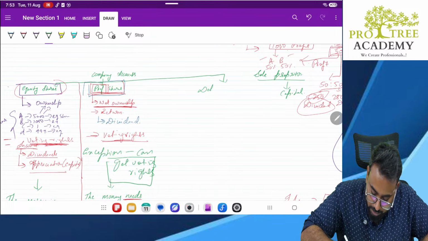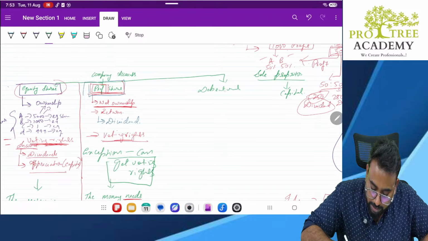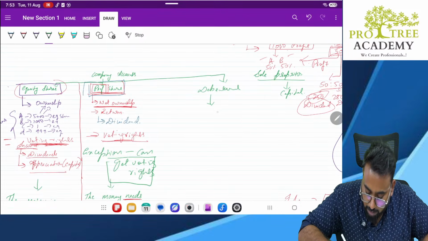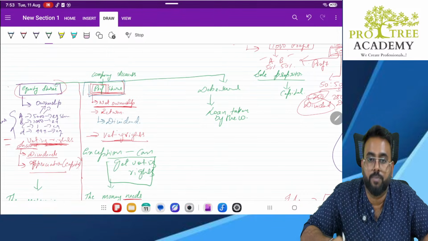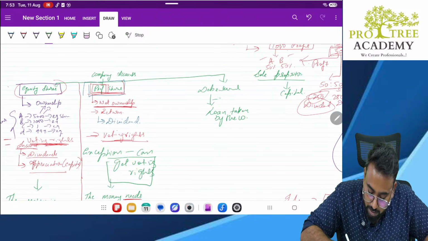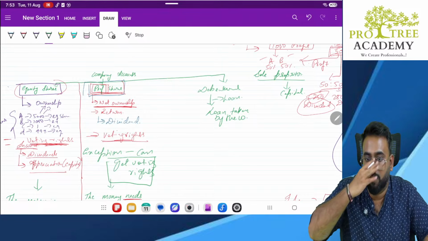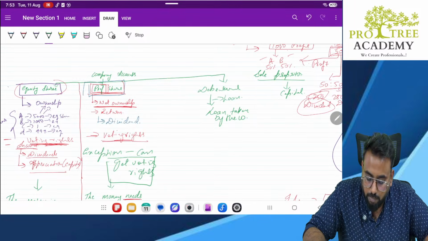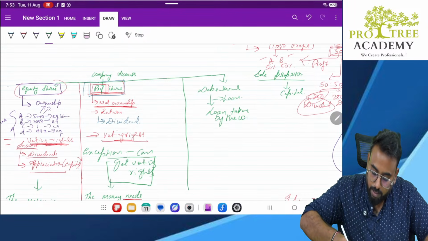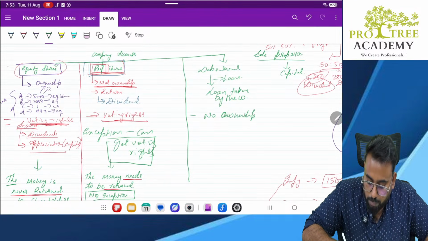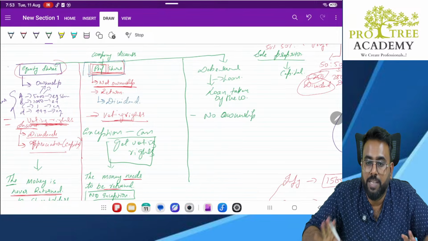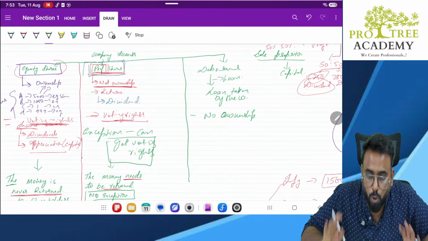Our debentures. Sir, what are debentures? Sir, debentures is nothing but a loan taken by the company. Debentures is nothing but loan. Clear? So, no ownership. No ownership concept. Debentures means it is as good as a loan.